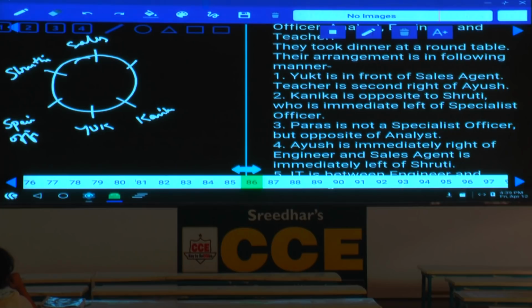Yukt is in front of the sales agent. The teacher is seated second to the right of Ayush. Tell me where this teacher and Ayush can be. Can Ayush be the sales agent? No. If Ayush is the sales agent, then the teacher and specialist officer must be in the same place. Are you following this one or not?